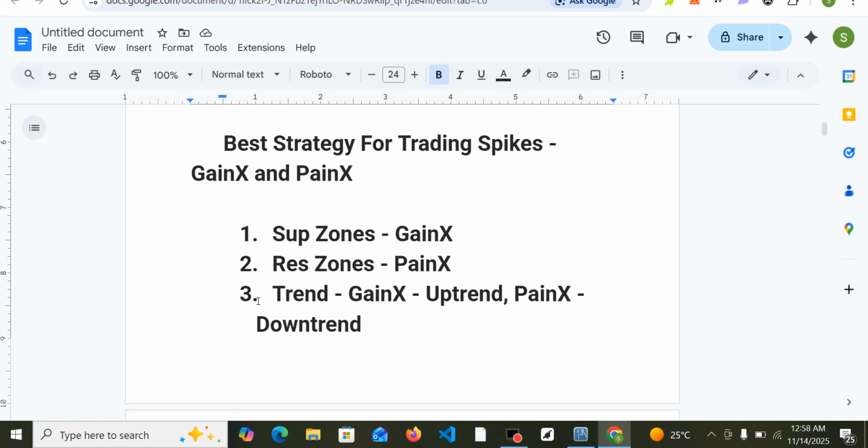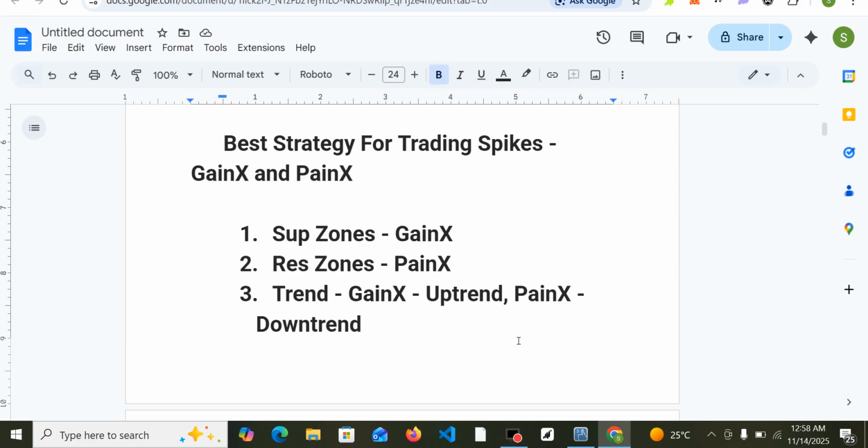But when the market is on downtrend, all the resistance zones are very, very important for you to trade spikes under Pain X. Okay, I believe you heard that right. Now let's see how it works.